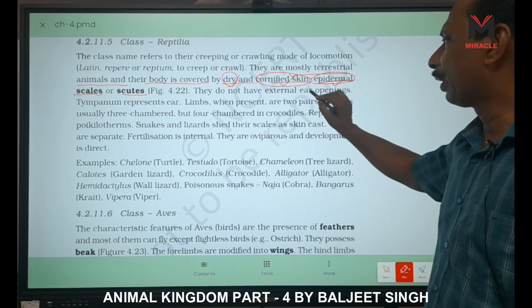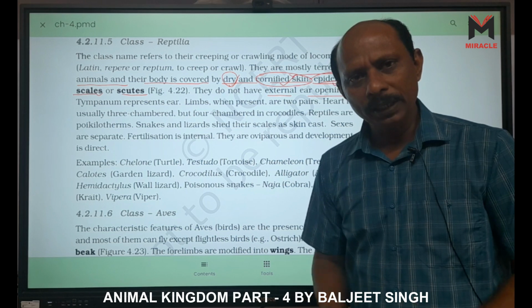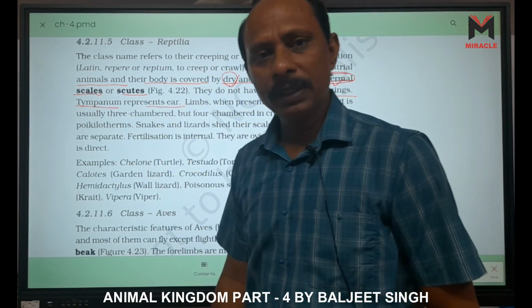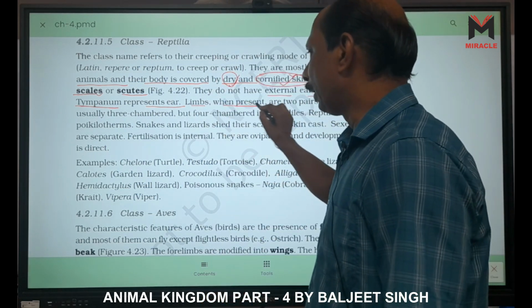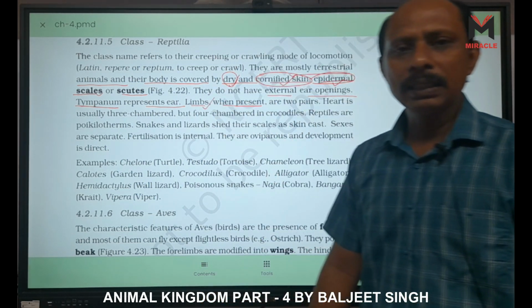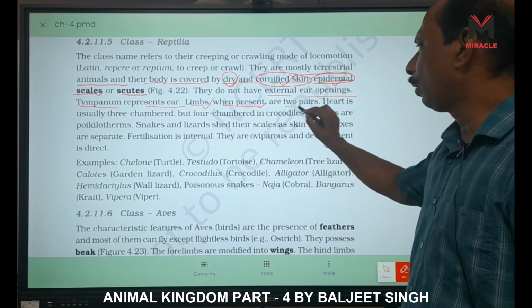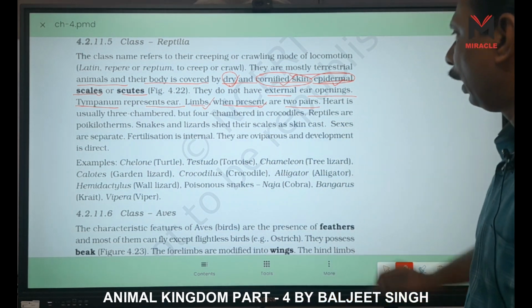They do not have external ear openings. The external ear opening is absent. The tympanum represents the ear. The tympanum is present; it is also present in amphibians. Limbs, when present, because some have no limbs, like snakes. Snakes have no limbs. Limbs, when present, are two pairs. Two pairs means four limbs, forelimbs and hind limbs.